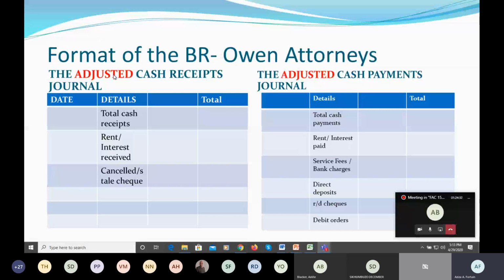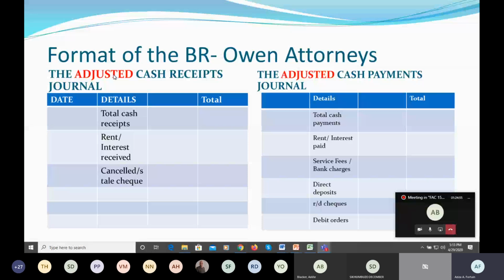And then your rent and your interest paid. Okay? Rent paid, interest paid, those could be adjusting items. Service fees or bank charges, also adjusting items. Direct deposits, R&D checks. R&D checks is insufficient or dishonored checks. Cancelled checks is when it went stale. Okay, after 6 months it's cancelled.